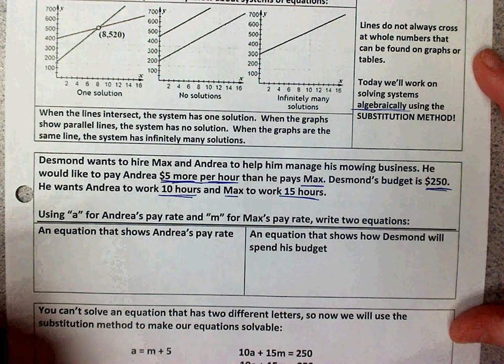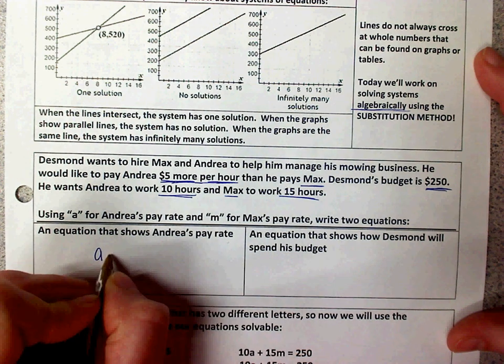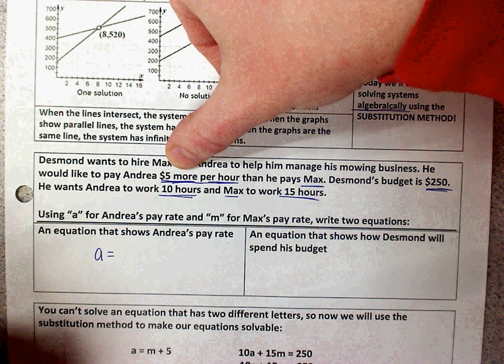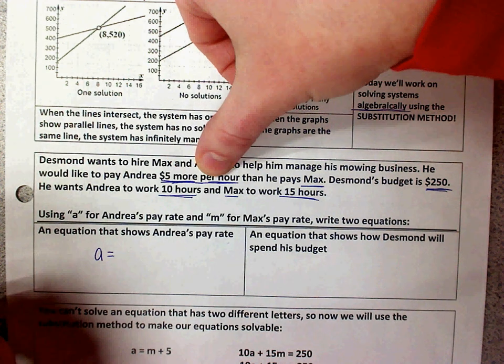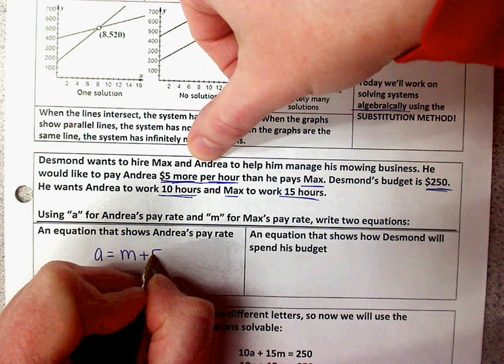Alright, so an equation that shows Andrea's pay rate, we're going to say A for Andrea, and she gets $5 more per hour than Max. So we're going to say A equals M plus 5.